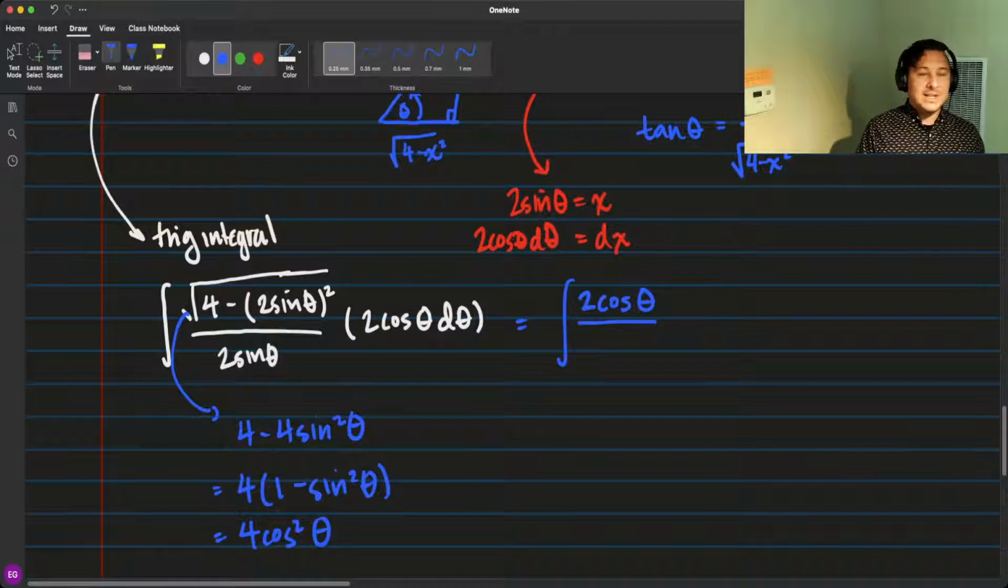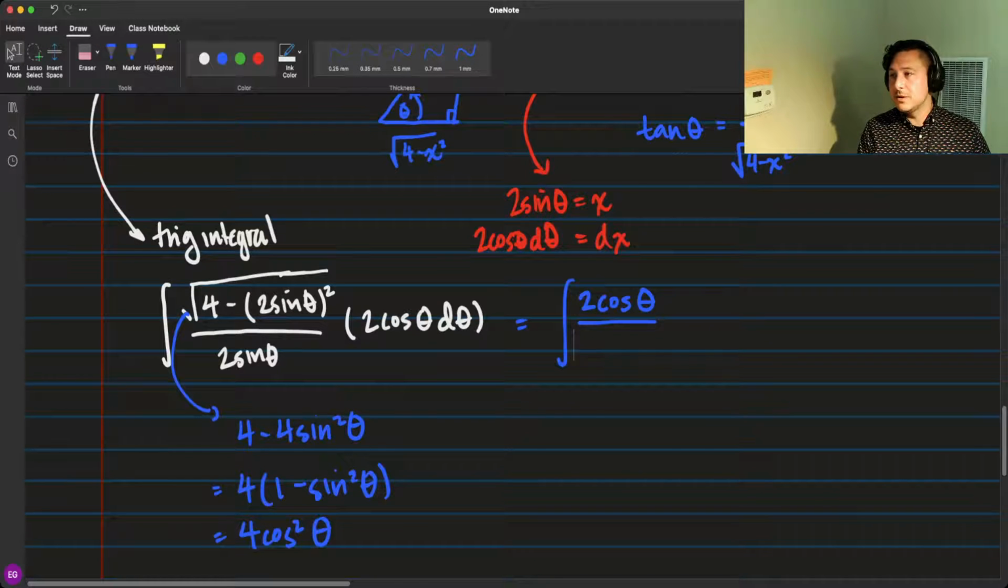Okay, so does everyone see what I did there? I just simplified inside of the square root, and then I took the square root of what I got at the end. Hopefully.